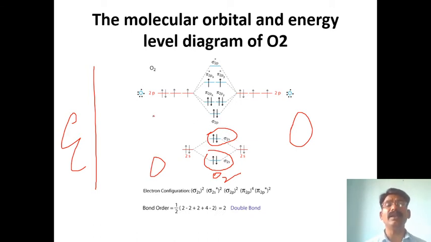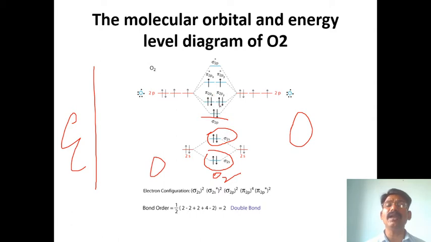Whereas the 2p level contains 4 electrons of each oxygen atom. Here the 2pz orbital is a lower level. So 1 electron comes from the 2pz of one oxygen atom, another electron comes from the other 2pz. So the 2 electrons are occupied at the lower level of the 2pz. And another 2 electrons come from the other oxygen atom.